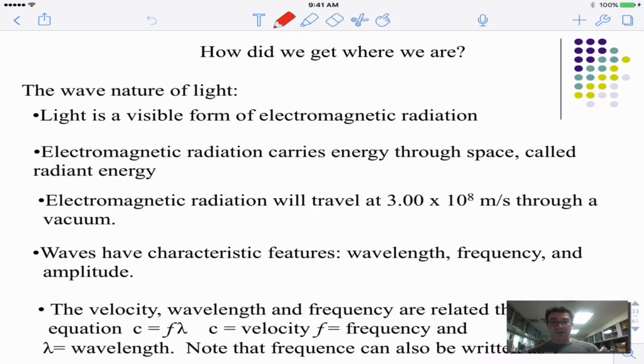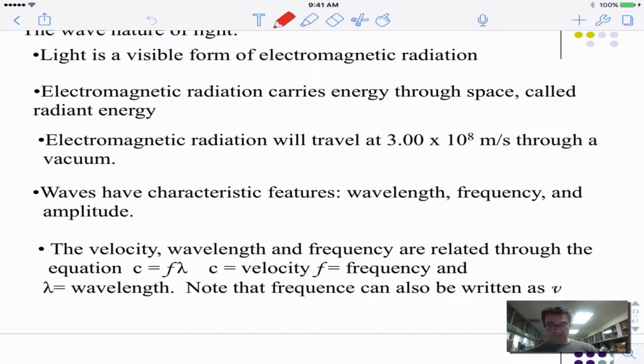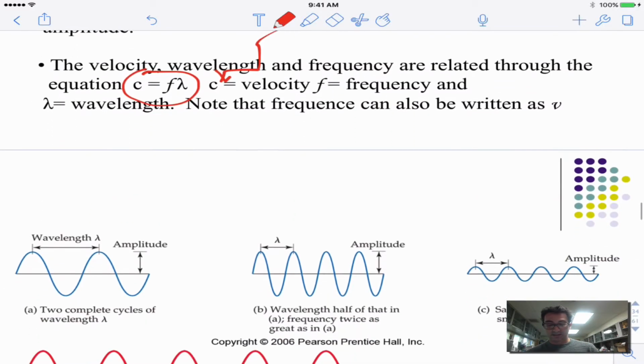And we can relate the frequency and the wavelength by using the equation that I have down here that I'll circle for you, where c is the velocity of the light, which is 3 times 10 to the 8 meters per second, and frequency and wavelength are multiplied together. So this shows that they're inversely proportional. And you can see that on the next slide here.